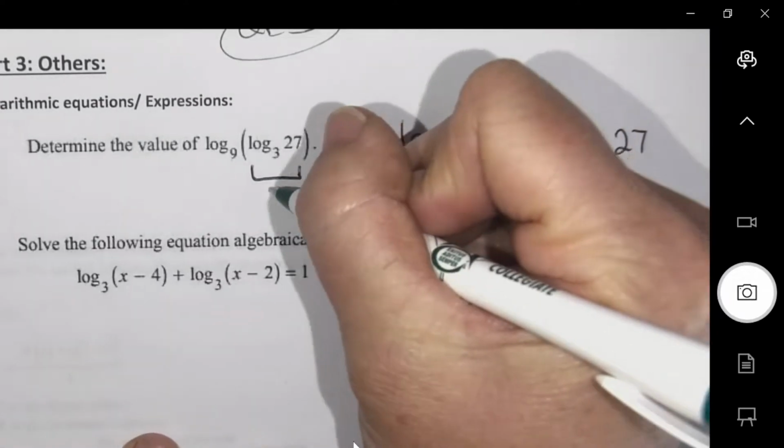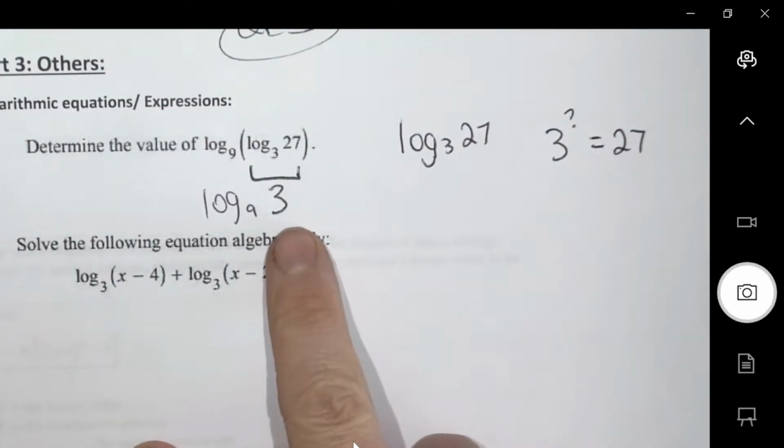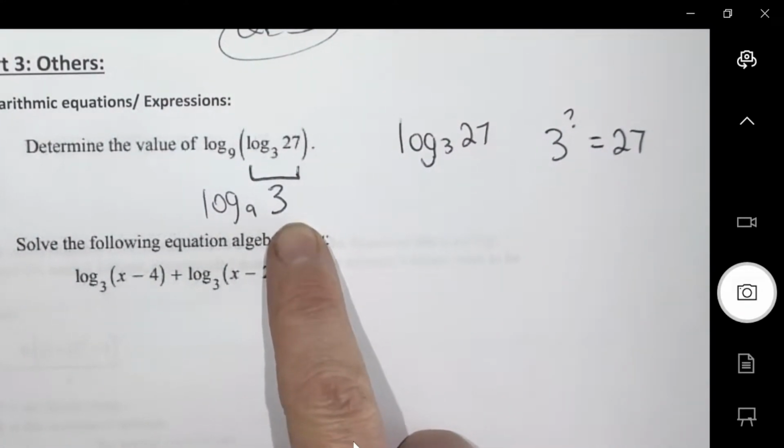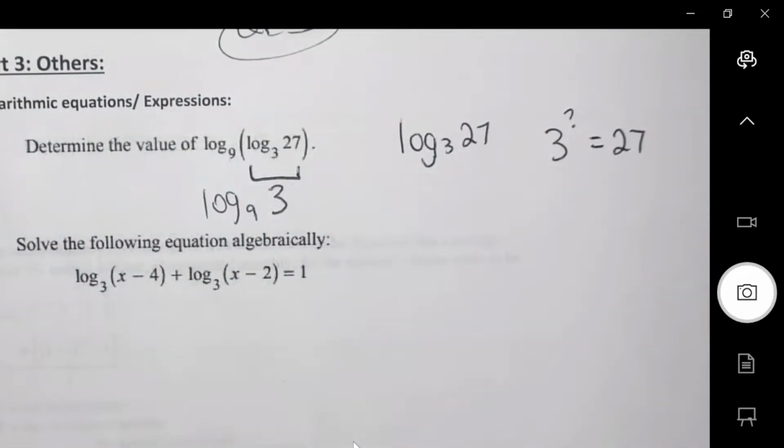So this is 3. So that's a 3. So 3 cubed is 27. 3 times 3 times 3. That's what it would be.